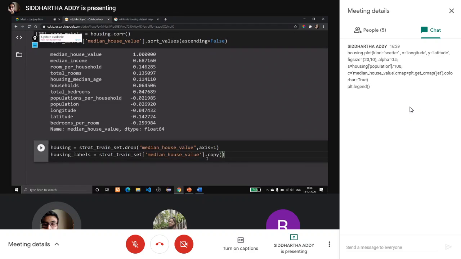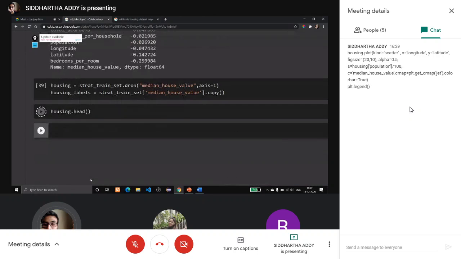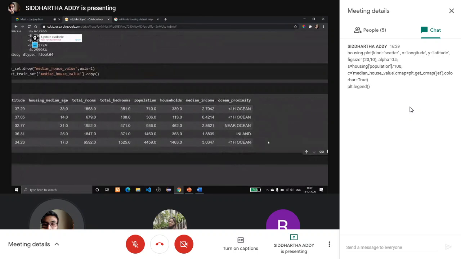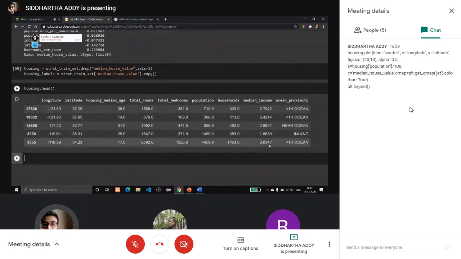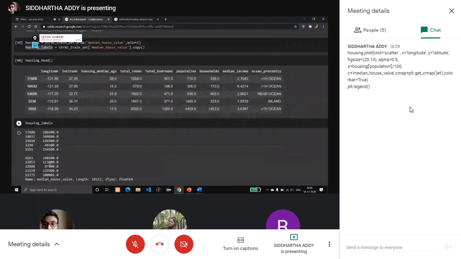Okay, fingers crossed. Let's look at our data set. housing.head. Remember, those are the first 5 rows. Perfect. Look, we don't have the median house value. But if I pull up housing_labels and print it here, look, we have all the values. The name of the column is not labeled here, but it is the median house values. And this is the beauty of machine learning, right?